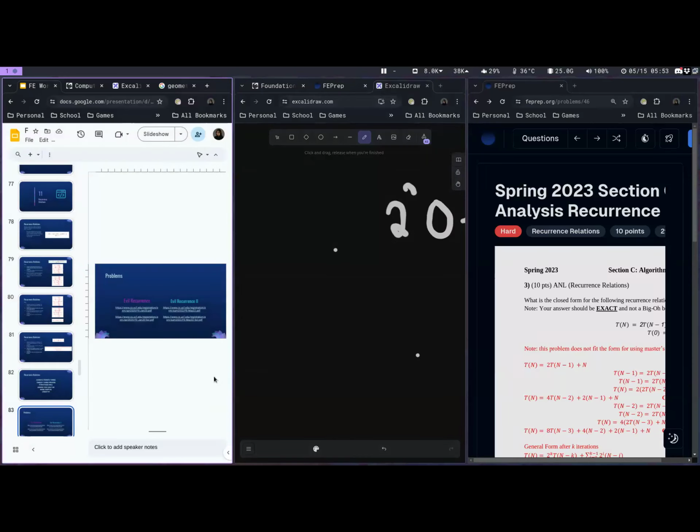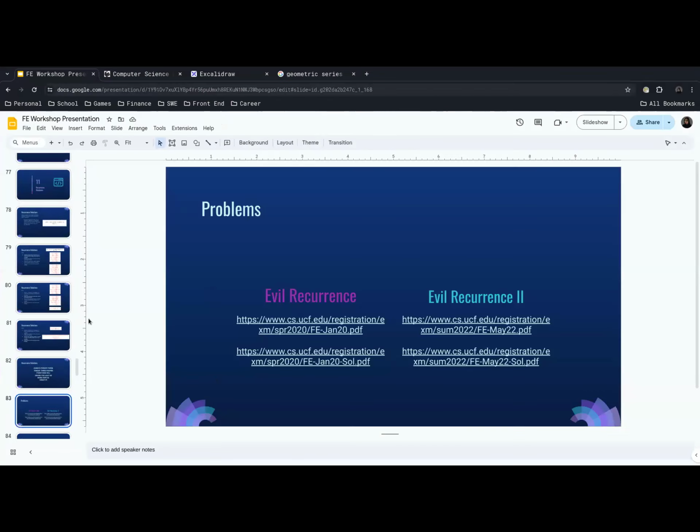With that being said, are y'all good to conclude with the evil recurrence for today? I know I didn't really perform spectacularly on those last 2 recurrence relations. However, as a group, we did amass 7 points. So that's not terrible, but it was in fact a lot.